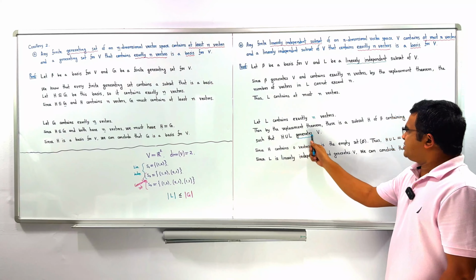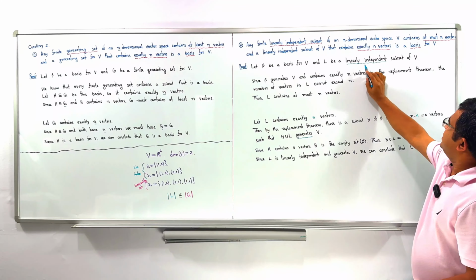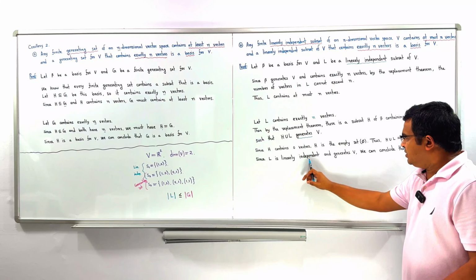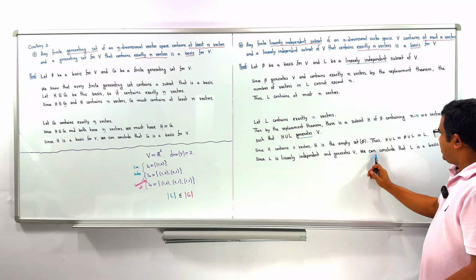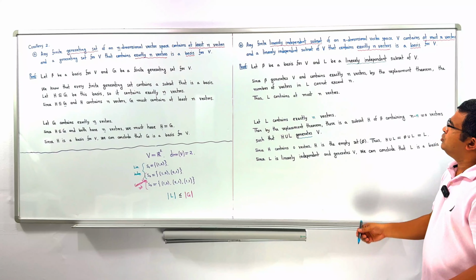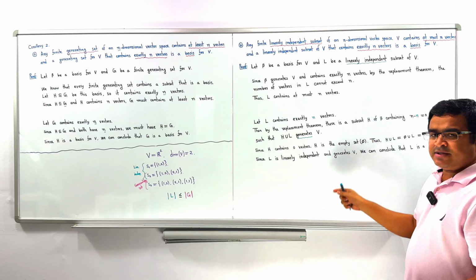So L generates the vector space V, and we also assume L is linearly independent. Since L is linearly independent and L generates the vector space V, we can conclude that L is a basis for the vector space V. So we are also done with the second part. So that's it. Thanks for watching.